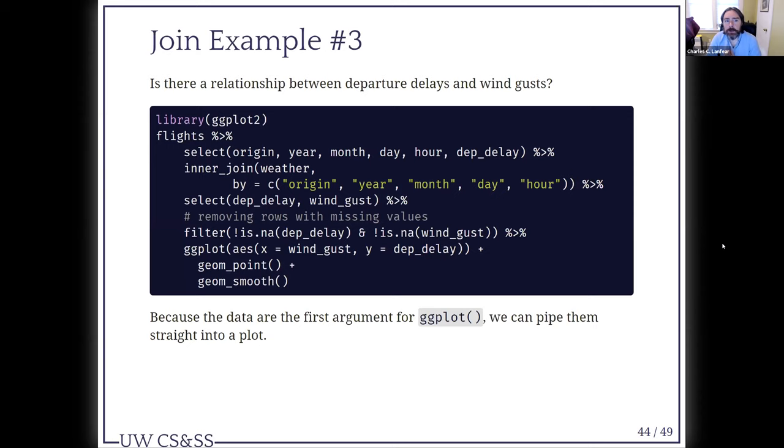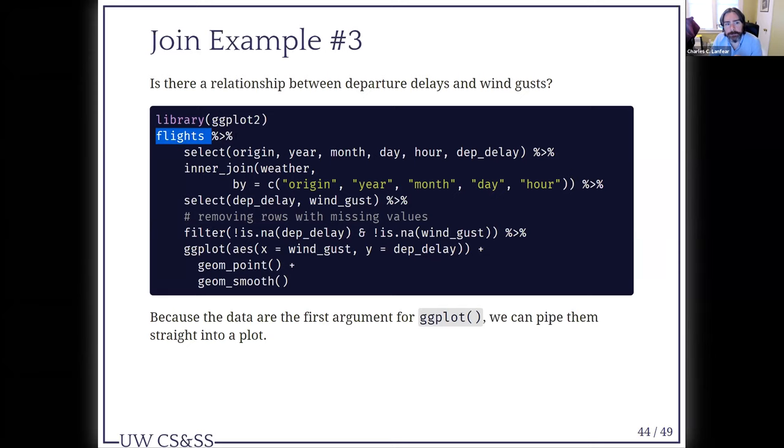Next one, maybe I want to know if there's a relationship between departure delays and wind gusts. So all these questions I'm sort of asking are example things you could also do in your homework. Okay. For this, I want to plot the results. So I'm going to load up ggplot. Then I do something a little bit more complicated. The thing is I want to look at departure delays and wind gusts. Well, departure delays are specific to flights, and wind gusts are weather data, which is in hourly data. So I can get the wind gusts at the exact hour of departure for these planes. I'm going to have to merge on more variables.